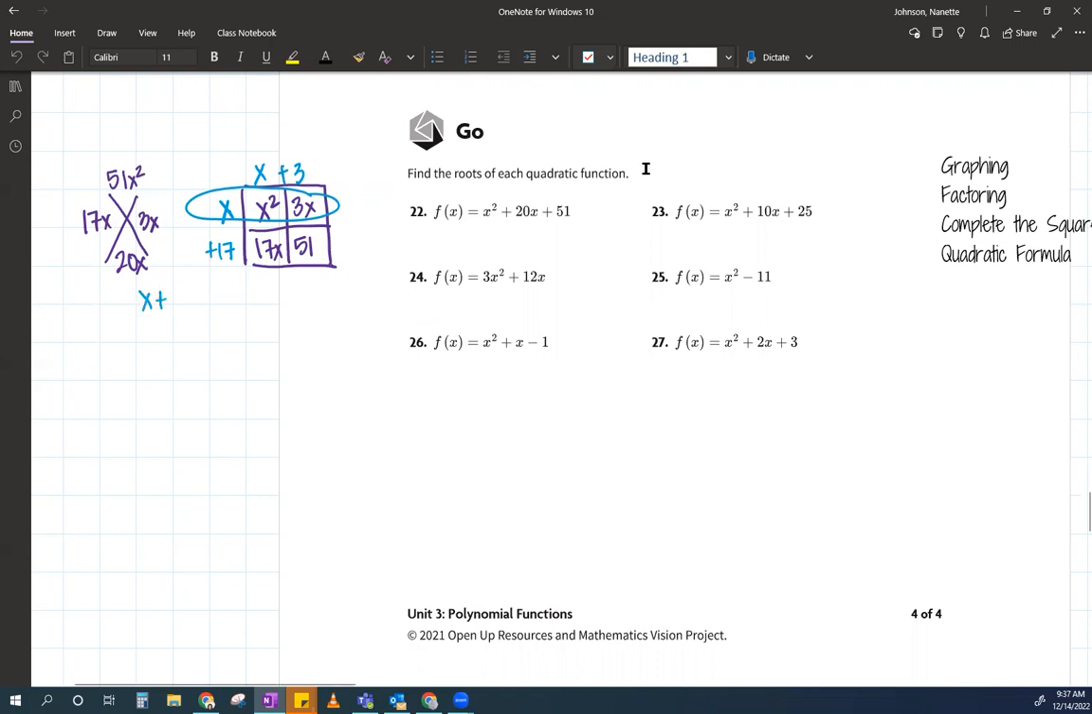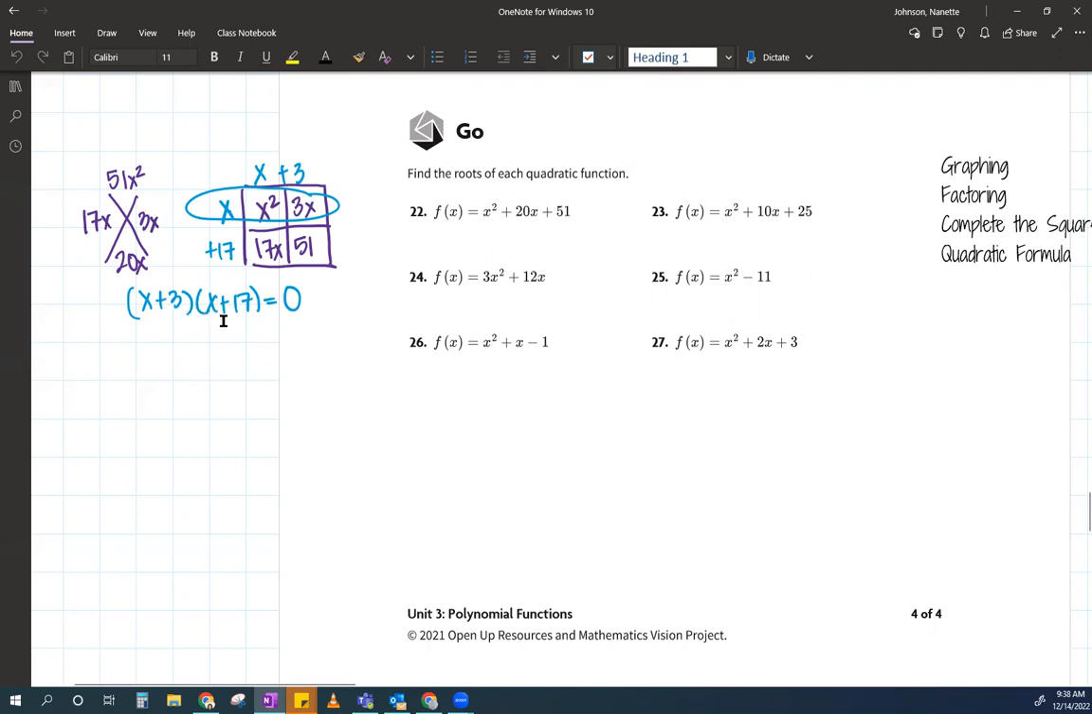And then because they told me to find the roots, that means when y equals 0. So I'm going to set this whole thing equal to 0. And then you should know this next step. The next step is based on your zero product property, and your zero product property goes like this.